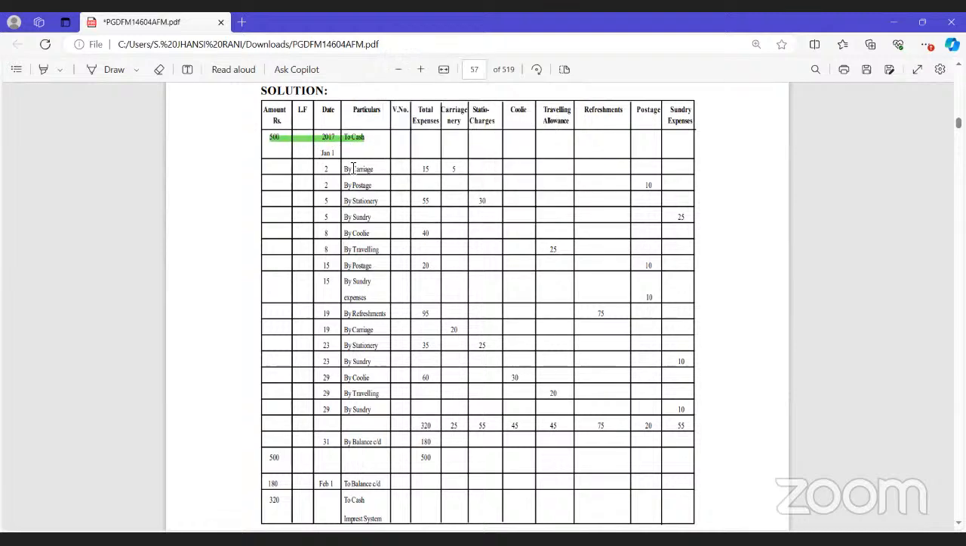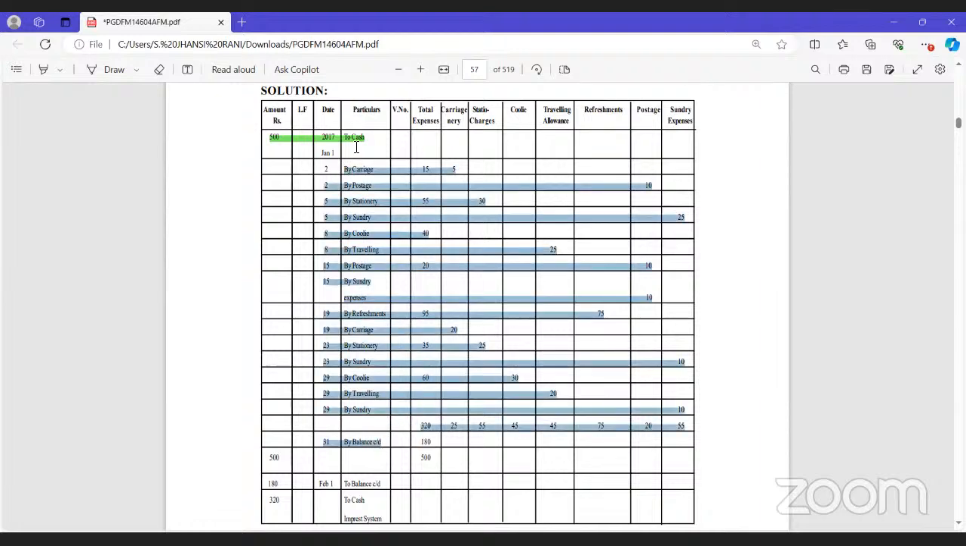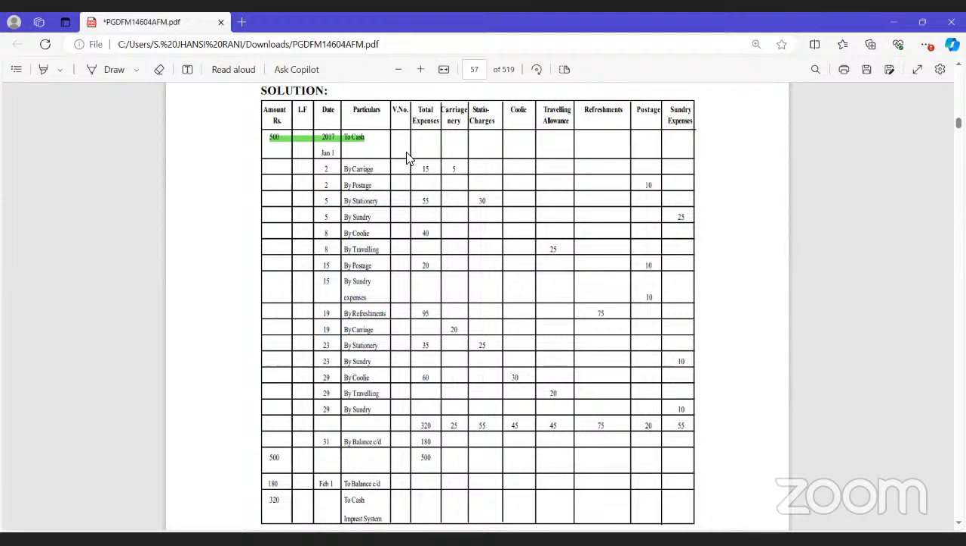So this is the receipt of 500, and these all are expenses given in the question. Carriage: we write it in the expense column and draw a column called carriage. Next, they have postage. They write it in the total column and draw a new column. For stationery, they write in the total column and in the stationery column. For sundry expenses, again they draw a sundry column. First they write all the expenses in the amount column and draw a new column.